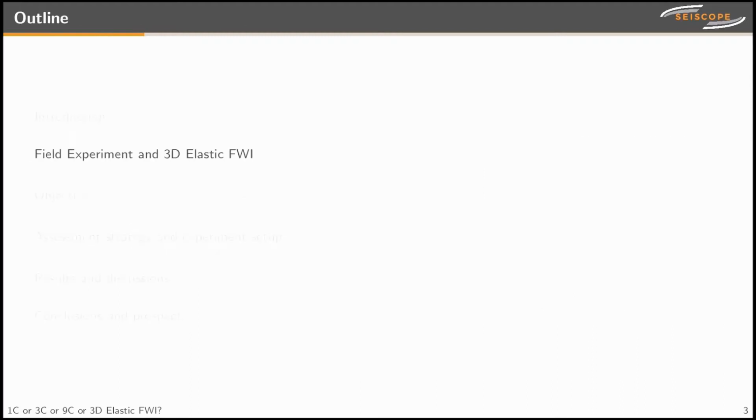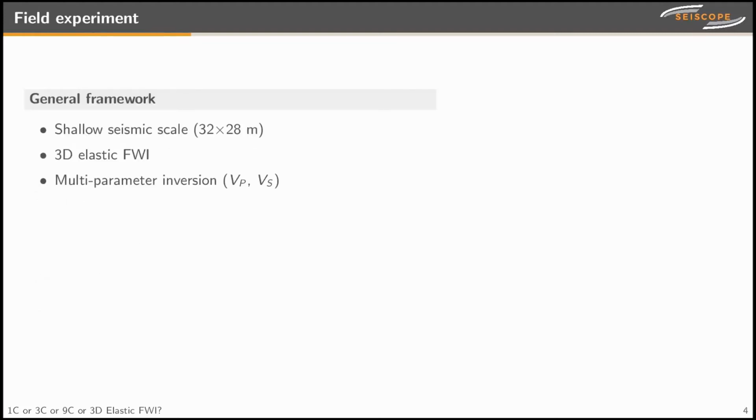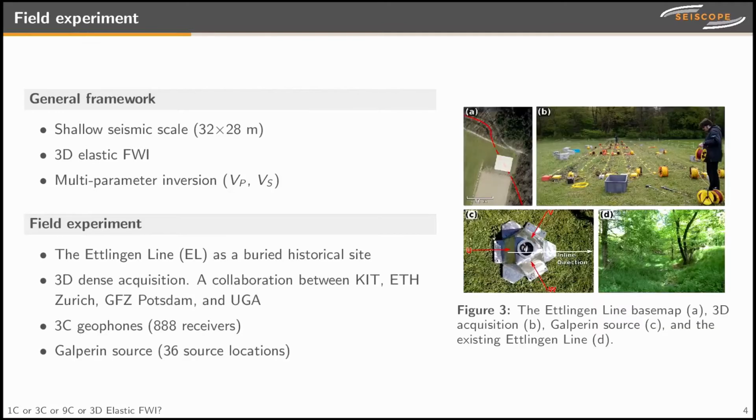Therefore, we have already performed a field experiment and we have already performed 3D elastic FWI, and I would like to give you a brief introduction about both of those. Generally, we would like to perform FWI on shallow seismic scale, only 32 by 28 meters, and we would like to perform 3D elastic FWI, which in the end will give us both VP and VS, so it's multi-parameter inversion.